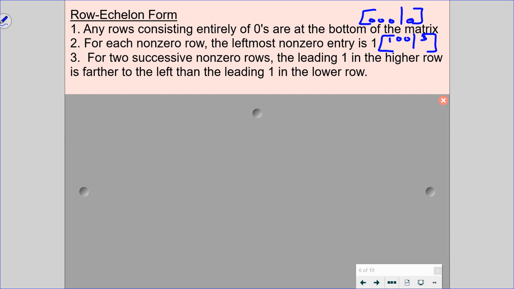It's something that doesn't quite work, right? And then last but not least, rule number 3 says that for 2 successive rows that have numbers, the leading one in the higher row is farther to the left. So there's a particular order that we would like. We would love, in every way, shape, or form, if matrices always gave us something like this.